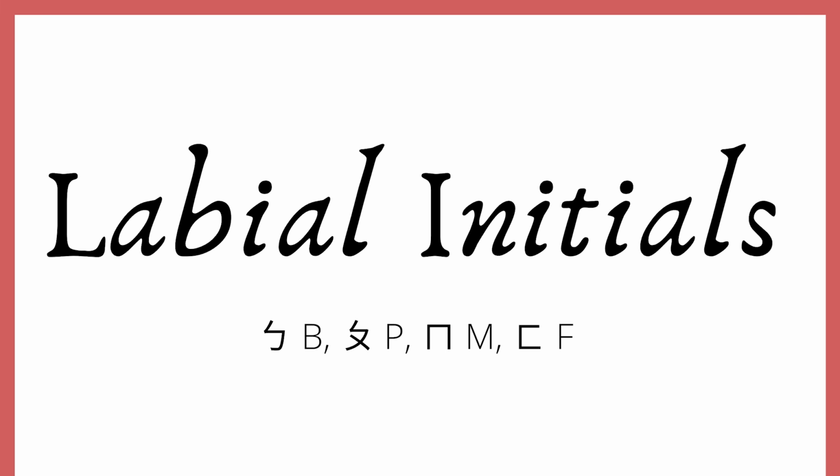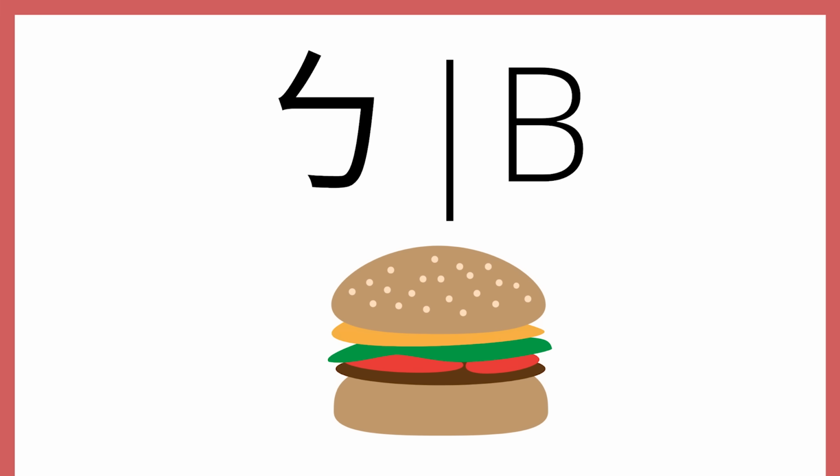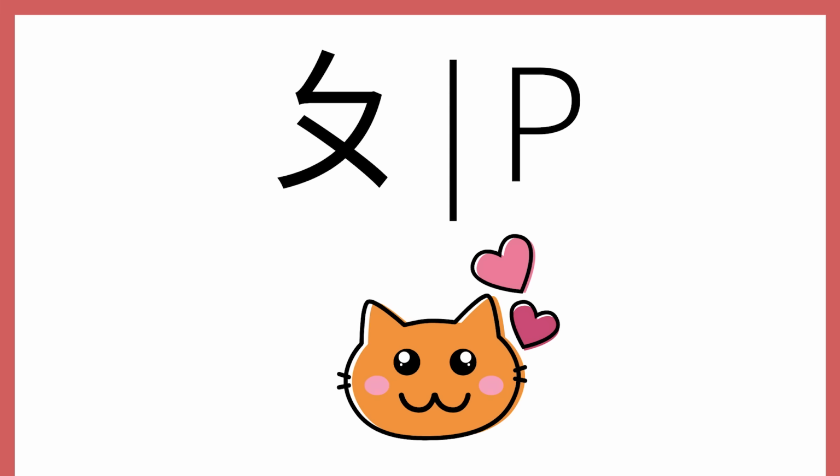B, P, M, F. So the first one, B, think of a burger. Now, get rid of the erger and you get B. In Pinyin, it's just a B, and the Zhuyin looks a bit like a mouth facing left, about to eat a burger.